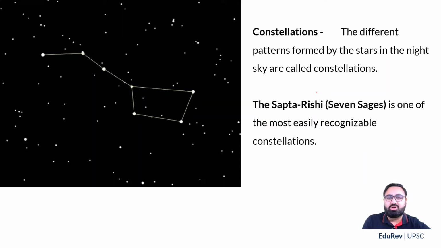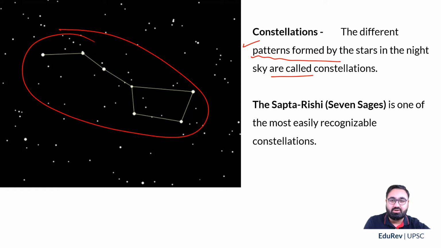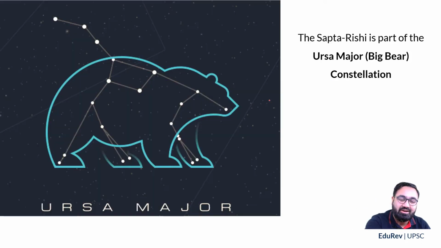The book also talks about certain constellations. As you know, constellations are patterns formed by the stars in the sky. For example, this is a constellation. This is called Saptarishi, that is the seven sages. It's very easily recognizable in the sky. Obviously, the sky has to be clear, not in cities such as Delhi where you can't even see the stars very clearly. There are many other constellations as well. It is a part of the Ursa Major constellation, that is also called the Big Bear.